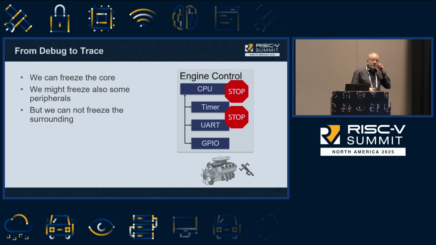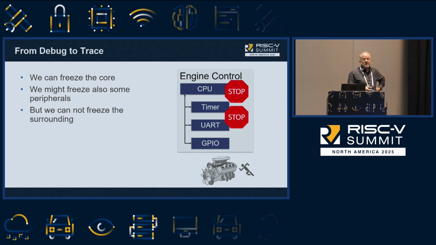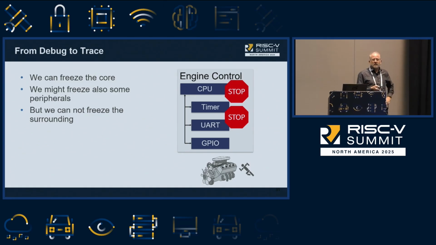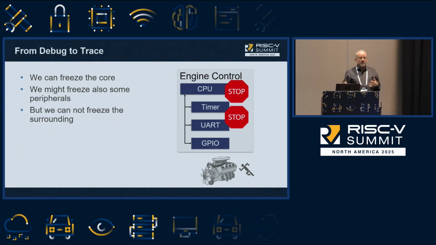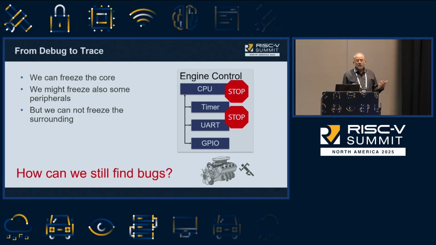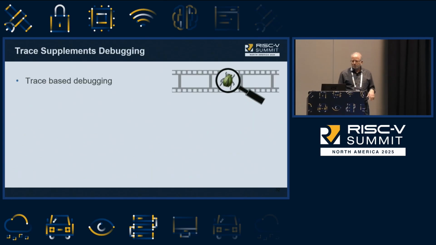You're going to have different kinds of bugs when you do this. I have customers that stop the core while using an automotive part, and the peripherals just run like crazy because they're trying to keep that engine going. Conversely, if you stop the peripherals, then your engine kind of blows up. So how do you debug this? This is where trace comes in.